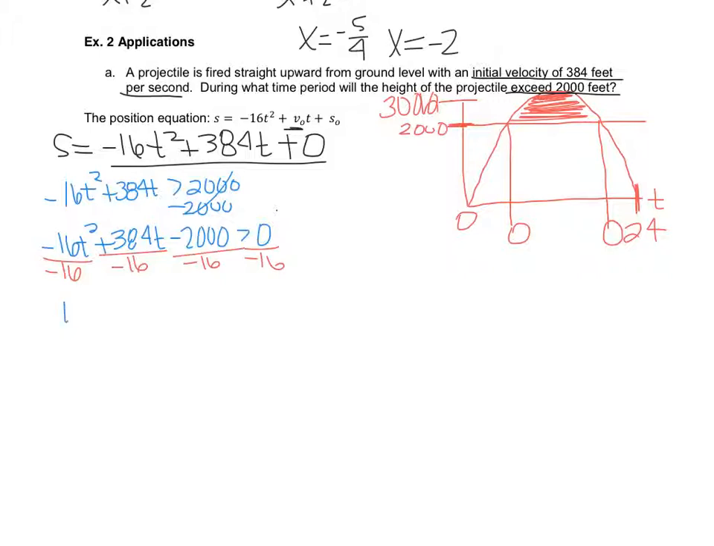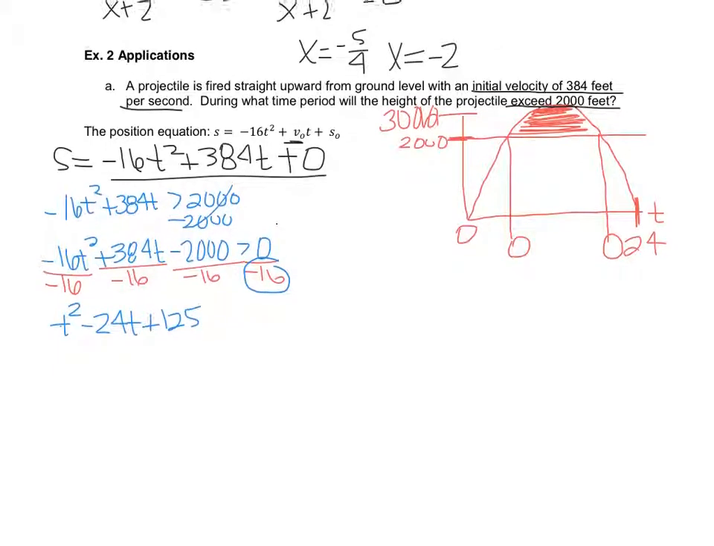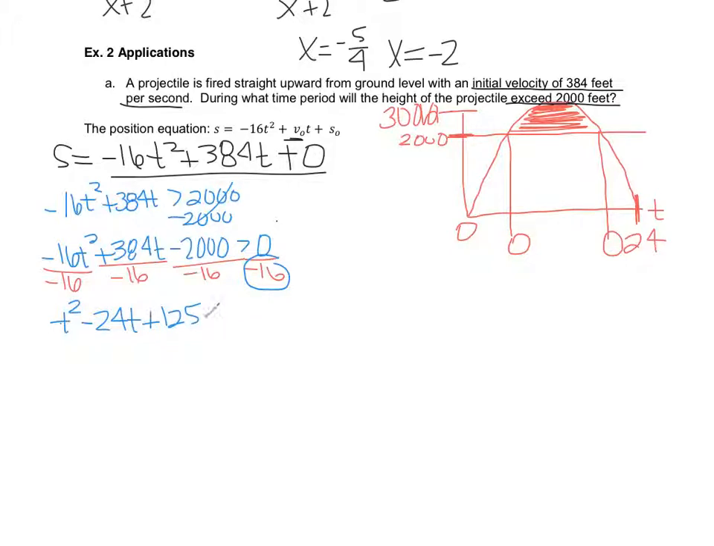So that would give me t squared minus 24t plus 125. Now, anytime that you divide an inequality by a negative, that's going to flip the sign around. So it is less than 0. So now my numbers are a lot smaller, so it'll be a little bit easier for me to plug into the quadratic formula. So go ahead and plug it in.